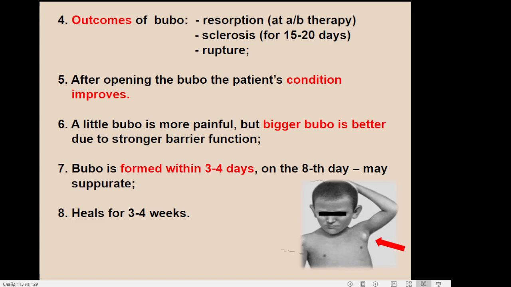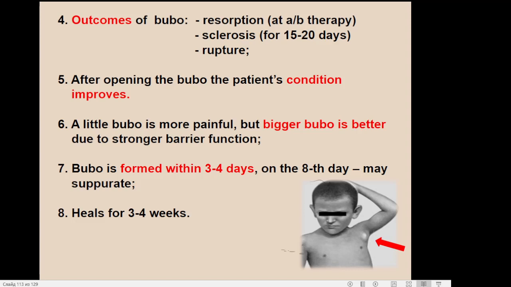After opening the bubo, the patient's condition usually improves, because before that toxins were absorbed into the blood from the bubo; when there is an exit from it to the skin, the level of intoxication usually falls. But don't give surgical help to the patient with it, because surgical manipulations in case of plague may provoke bacteremia.